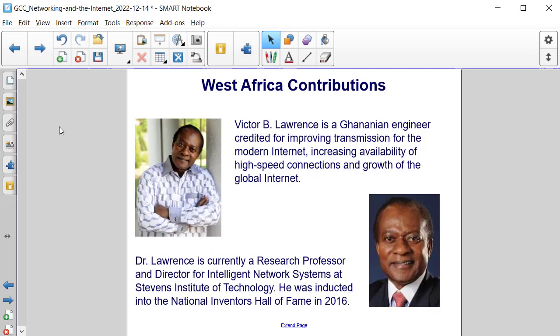Our second contributor worth noting is Victor B. Lawrence, a Ghanaian engineer credited for improving transmission for the modern internet, increasing availability of high-speed connections, and growth of the global internet. Dr. Lawrence is currently a research professor and director for Intelligent Network Systems at Stevens Institute of Technology. He was inducted into the National Inventors Hall of Fame in 2016.